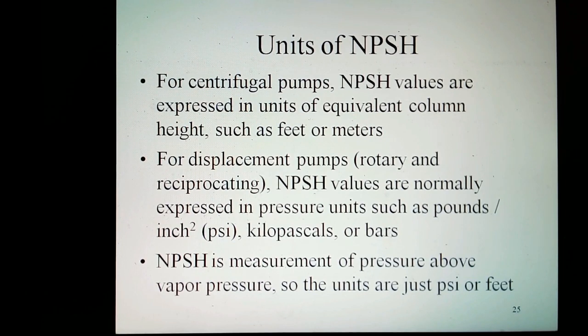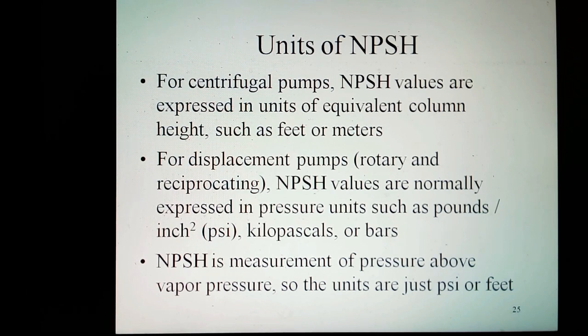Units of NPSH. For centrifugal pumps, NPSH values are expressed in units of specific energy, equivalent column height, such as feet or meters. For displacement pumps, rotary and reciprocating, NPSH values are normally expressed in pressure units such as pounds per square inch, kilopascals, or bars.